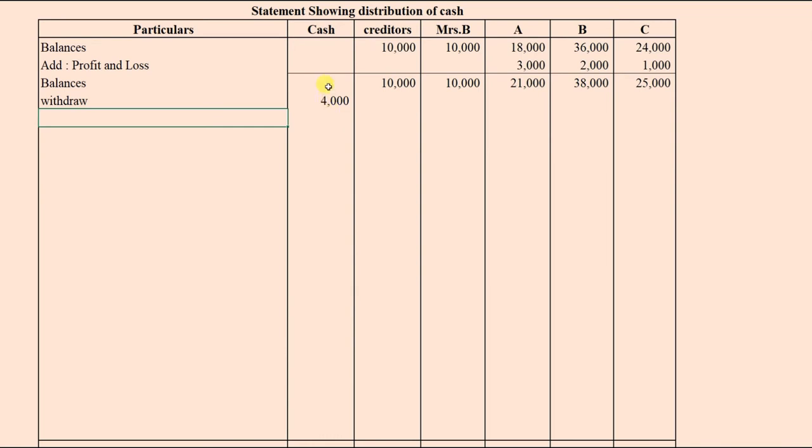So we will pay the liabilities, creditors and Mrs. B's loan. Less paid to creditors and Mrs. B's loan.